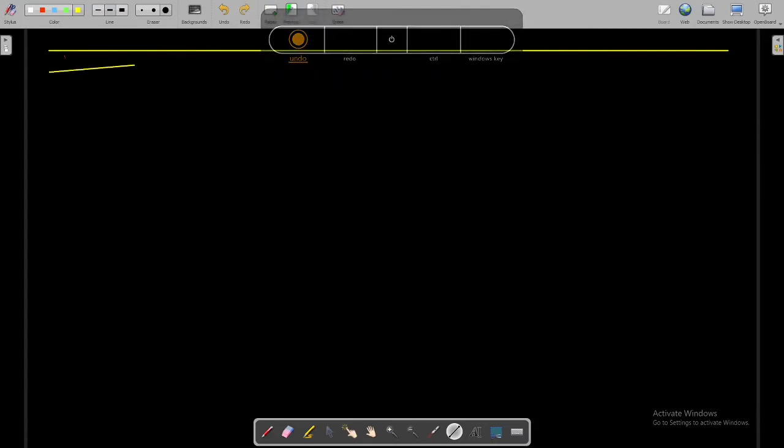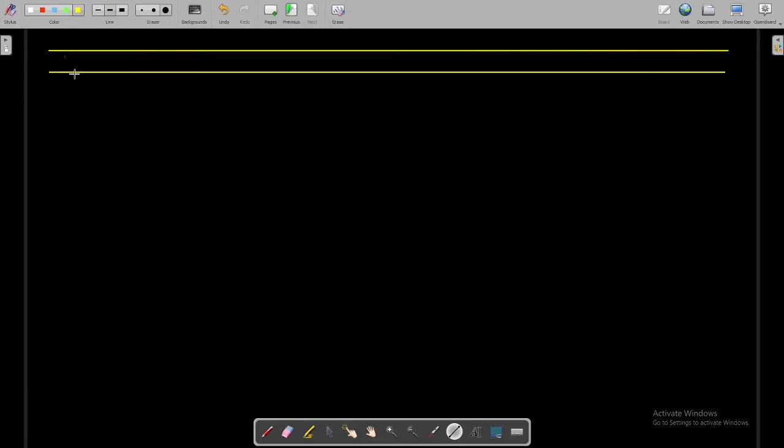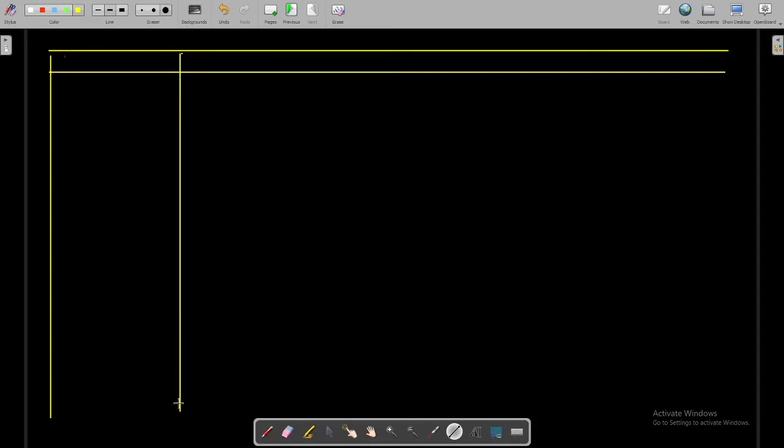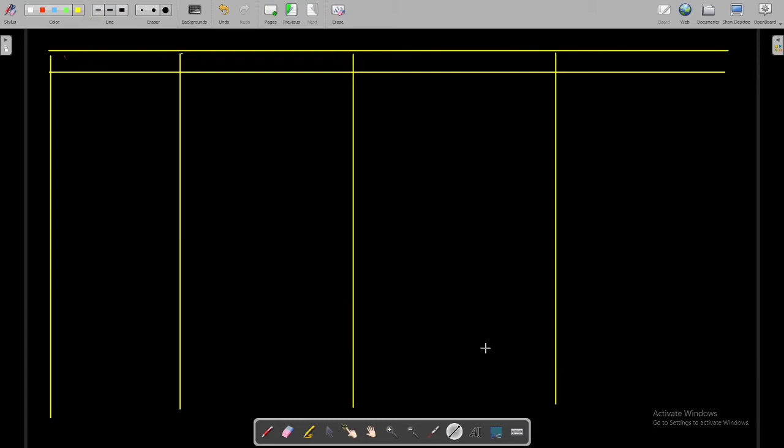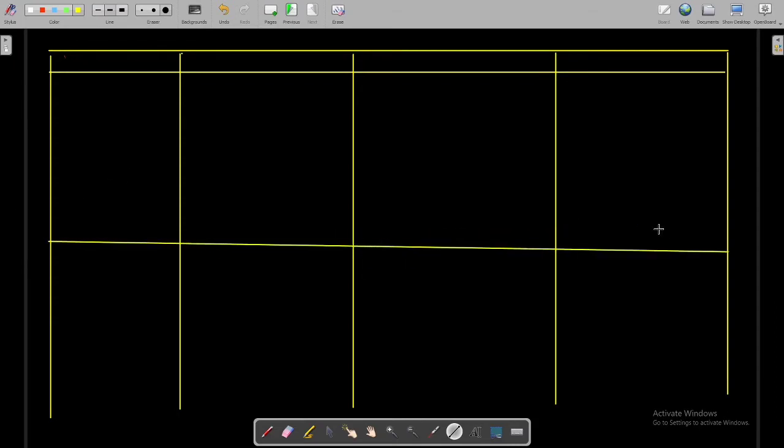Let me draw the table again. Initially, I should make these three quite bigger. Okay, so let me divide it into 2 equal halves. So this one is looking at the objectives. This one is looking at the measures. This looks at the targets and the initiatives.